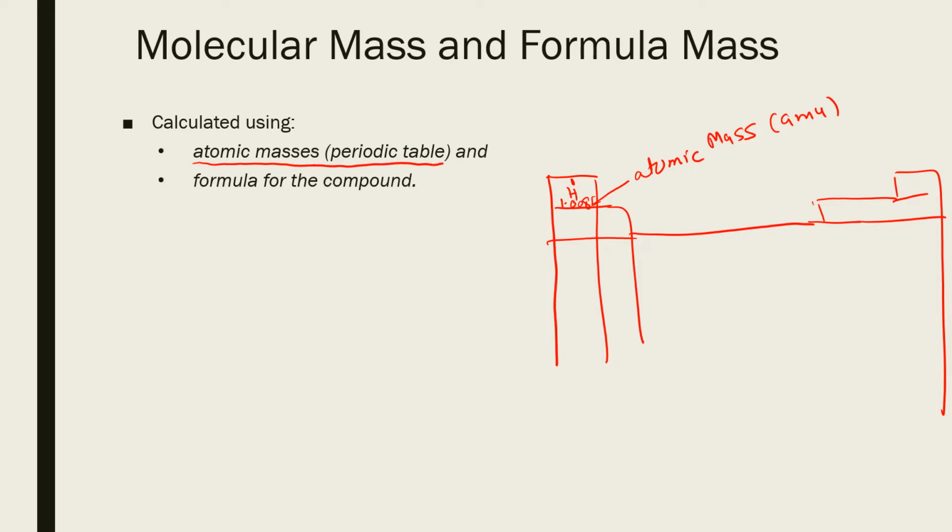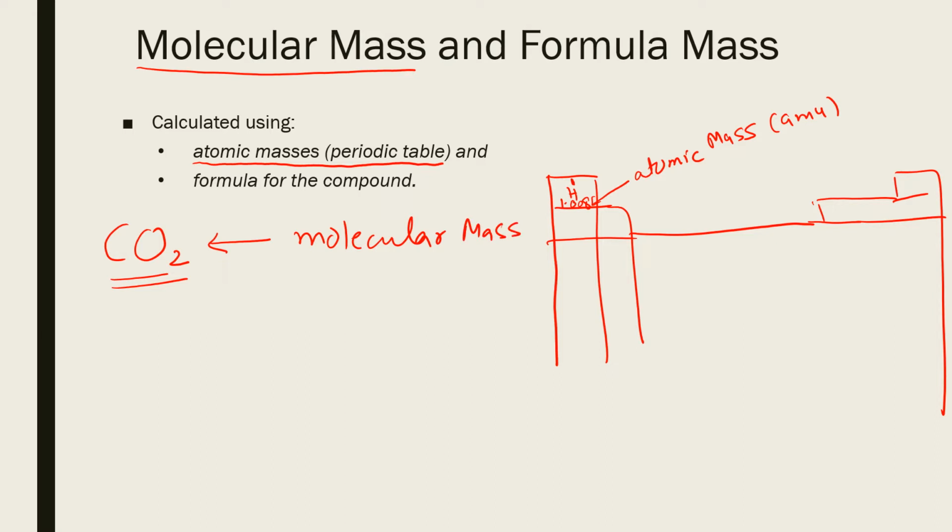So atomic masses can be found in the periodic table. If the atomic masses are known, we can calculate the molecular mass. The mass of a molecule is known as molecular mass. For example, if I have a carbon dioxide molecule and I would like to know its mass, the mass of the entire molecule is known as the molecular mass. Now, a carbon dioxide molecule is made up of one carbon and two oxygen atoms. So to figure out its mass, I need to know the mass of carbon as well as the mass of oxygen.